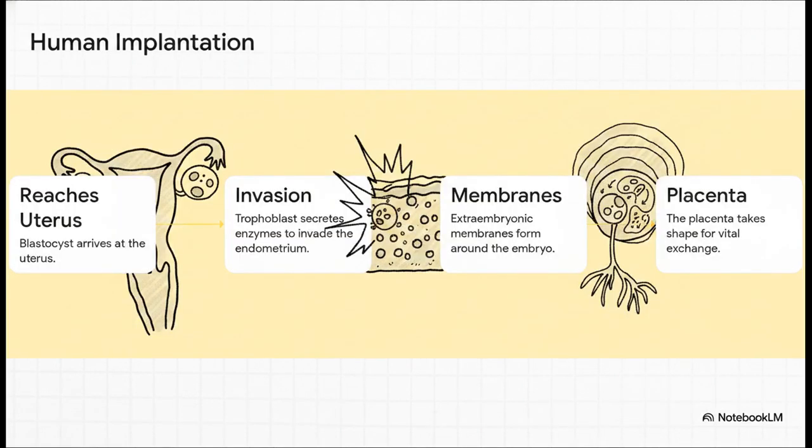Let's walk step by step through that dramatically invasive process of implantation. When the blastocyst reaches the uterus, that outer layer of cells, which is called the trophoblast, aggressively secretes enzymes that break down the uterine lining. It literally invades the endometrium, capturing maternal blood vessels to secure the site. From there, the extra embryonic membranes form around the embryo and the placenta takes shape.